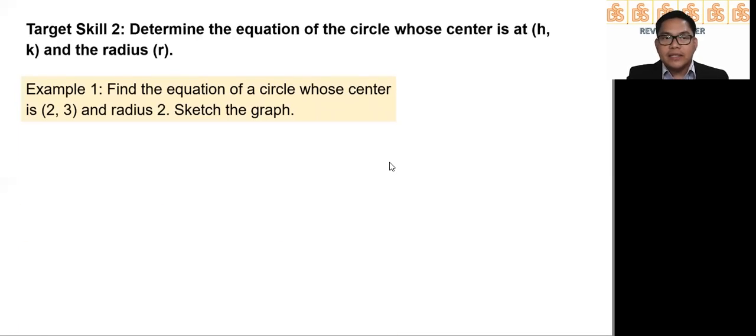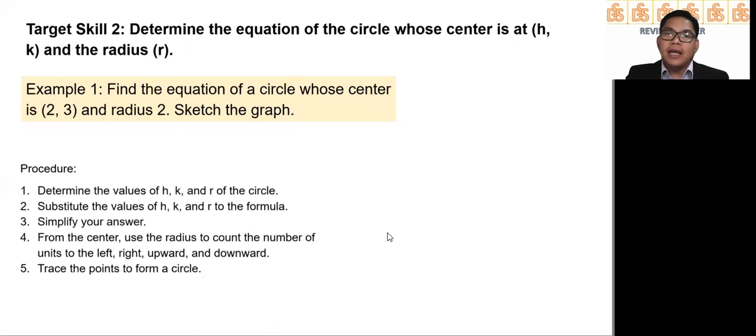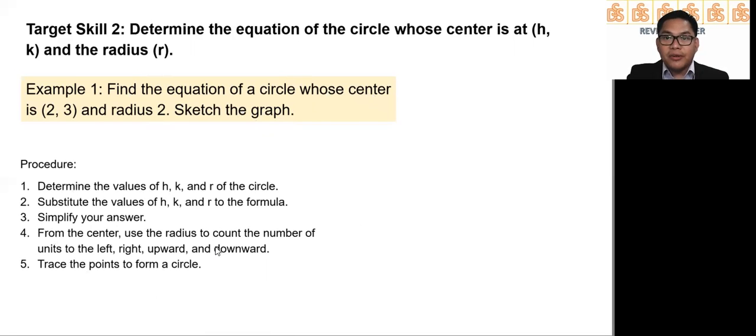Then, okay, let's try this example. Find the equation of a circle whose center is at (2, 3) and the radius is 2. Sketch the graph. Okay, for us to be able to answer this particular problem, again, we may follow this formula. Determine the values of h, k, and r. So this time, we are not simply substituting r, but we need also to substitute h and k.